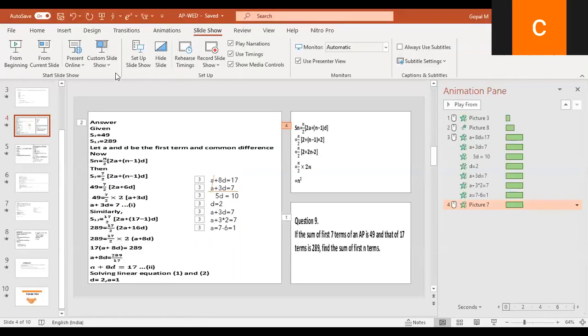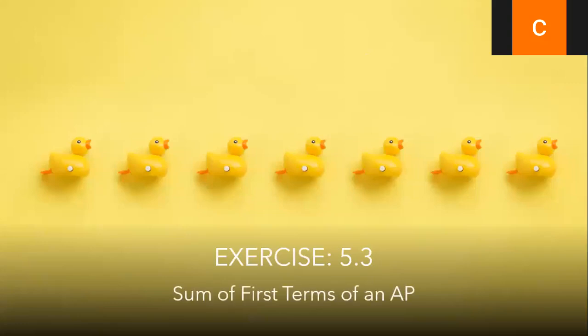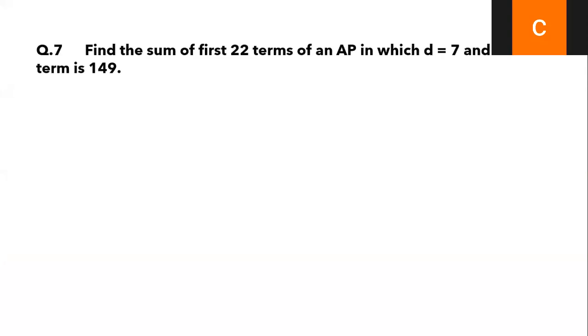Yesterday I finished up to question number 6. Exercise 5.3. We are doing the sum of first n terms of an AP. Up to the 6th question we finished yesterday. Now I'm going to start the 7th question. Find the sum of first 22 terms of an AP in which D value they gave is 7 and the 22nd term is 149.